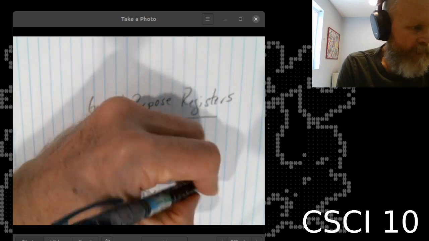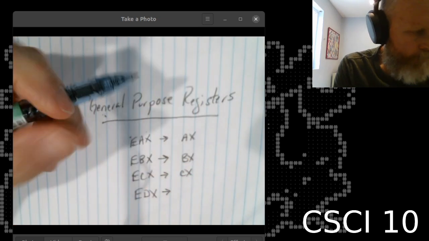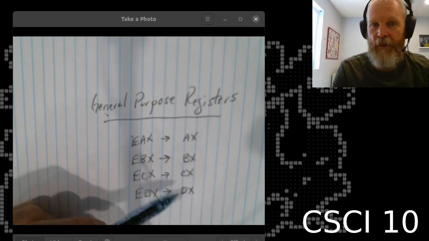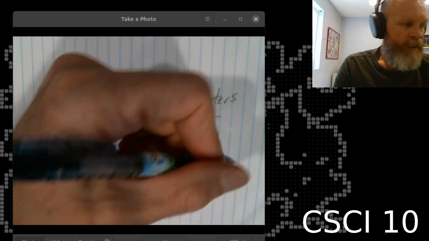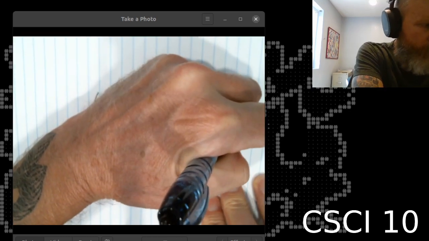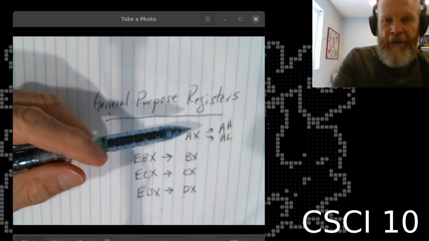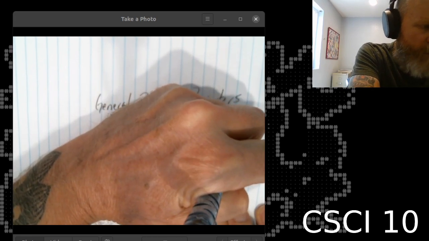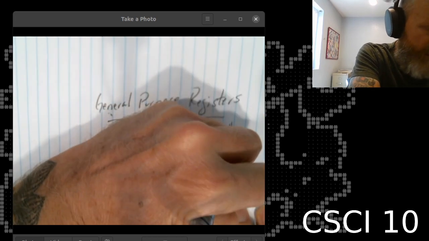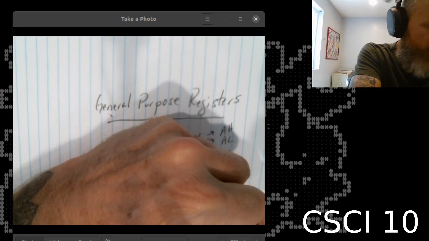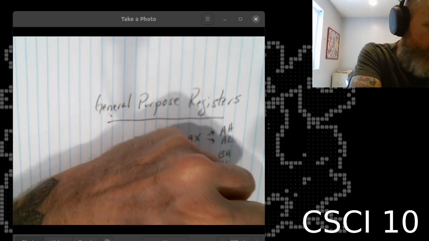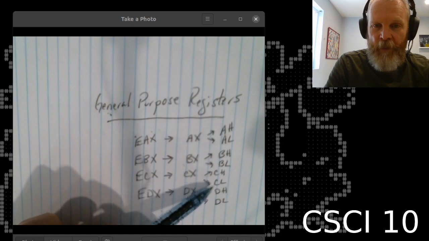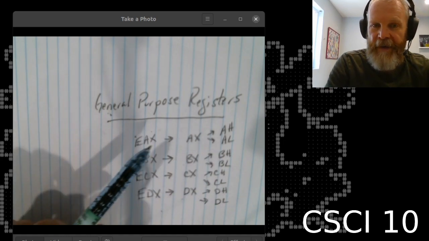Okay, so ECX overlays CX as its lower 16. EDX overlays DX as its lower 16, so you see the pattern. AX can be broken into two by name, AH and AL, and it's the same for all of the rest of them: BH, BL, CH, CL, DH, DL. So you have a whole bunch of different ways of accessing processor registers depending on how much data you need to be storing.